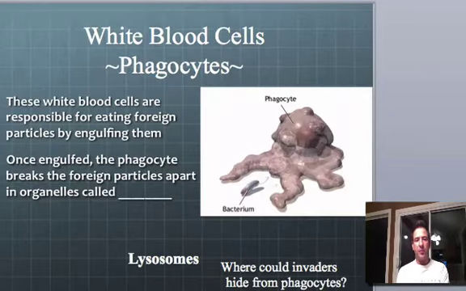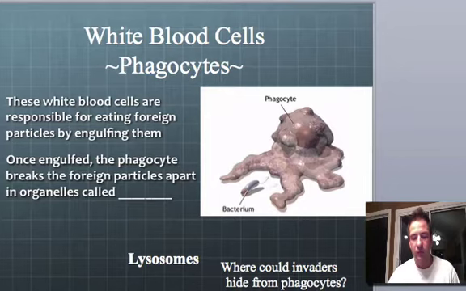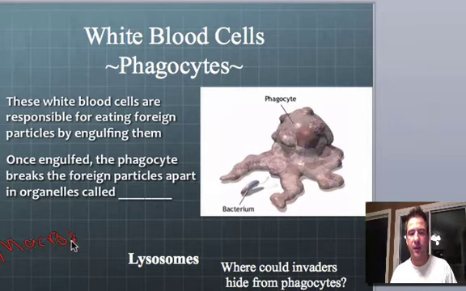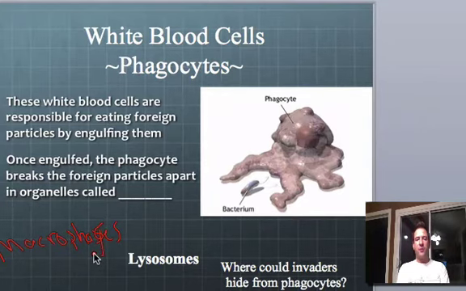And then our white blood cells, we'd call them phagocytes or macrophages, and I'm just going to write that down really quick just so you know. Kind of the same thing, it's just a form of phagocytes. And I want you to know about macrophages. Oops, that's supposed to be a G. So white blood cells are responsible for eating these foreign particles and they engulf them. Once engulfed, the phagocyte or macrophage breaks the foreign particles apart in organelles.